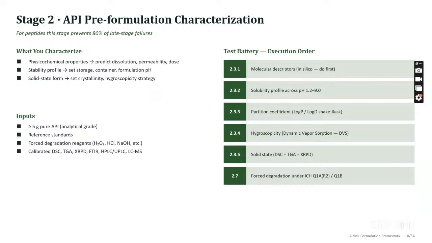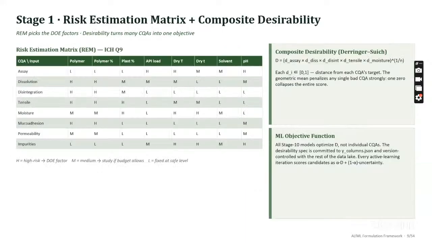The risk matrix and desirability. So here the risk estimation matrix tells us which inputs to study in DOE. The high risk ones become factors, and composite desirability collapses many quality attributes into one number because it's a geometric mean. A single bad attribute crashes the whole score. Clear? So you should very thoroughly focus on these attributes, which is low, which is high.